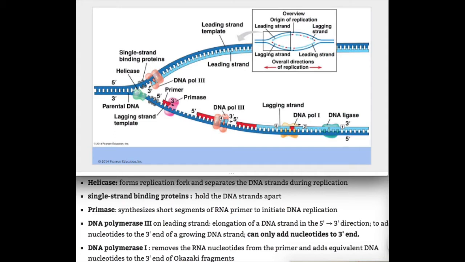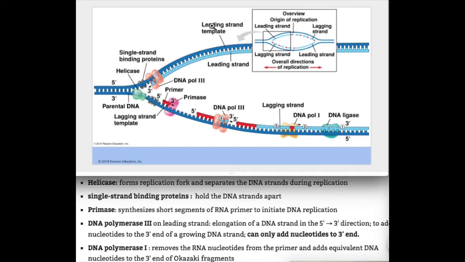Okay, so during DNA replication, the enzyme helicase will split the DNA strand in half, and then single-strand binding proteins will hold the DNA apart. And then primase, as you can see on this strand, will synthesize the red RNA primers to initiate DNA replication. And DNA polymerase III is found both on the lagging strand and the leading strand. And DNA elongates in the 5' to 3' direction.